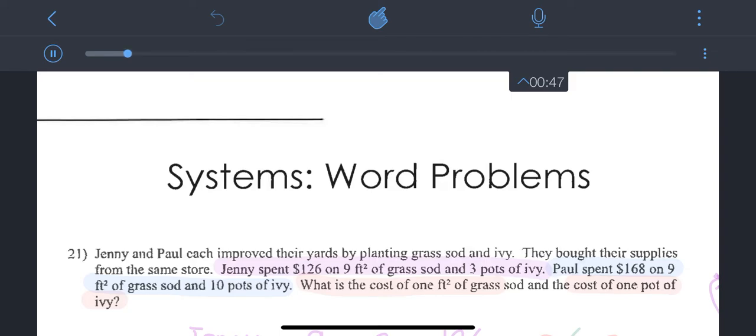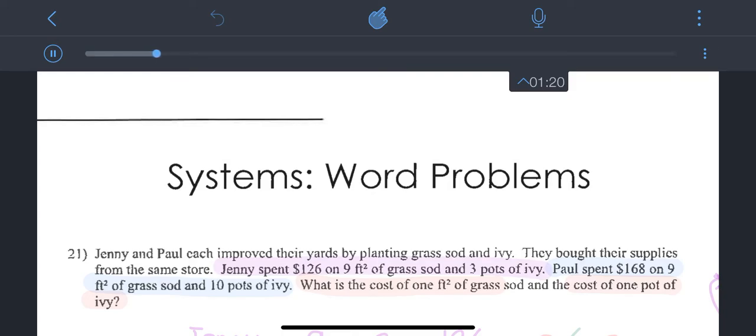Okay? So the first problem says, Jenny and Paul each improved their yards by planting grass sod and ivy. They bought their supplies from the same store. Jenny spent $126 on 9 feet squared of grass sod and 3 pots of ivy. Paul spent $168 on 9 feet squared of grass sod and 10 pots of ivy. What is the cost of 1 foot squared of grass sod and the cost of 1 pot of ivy?